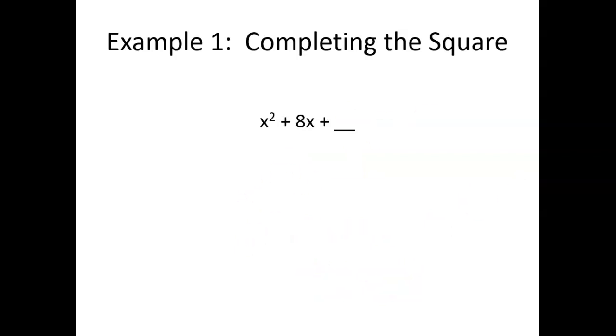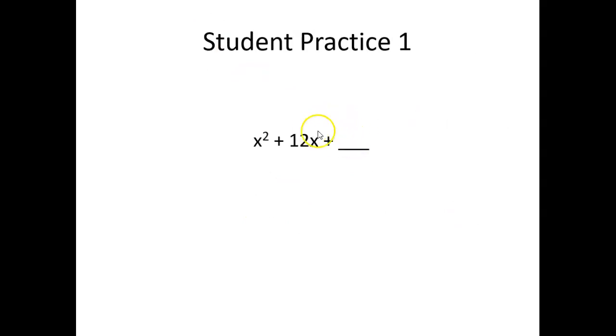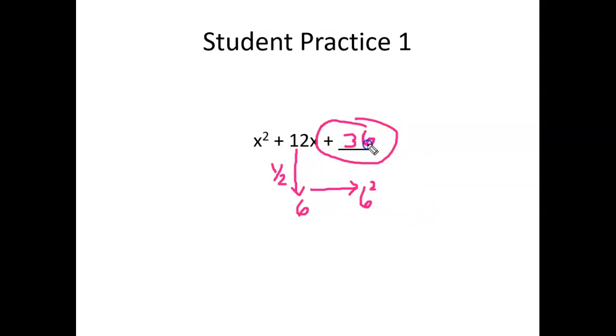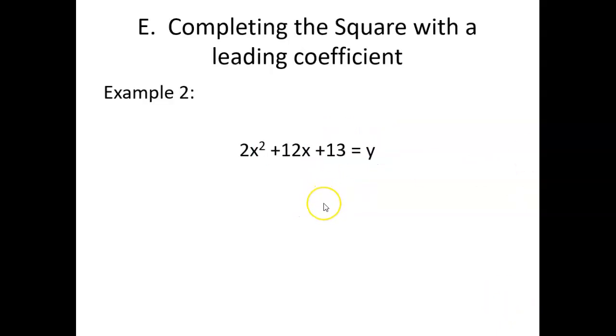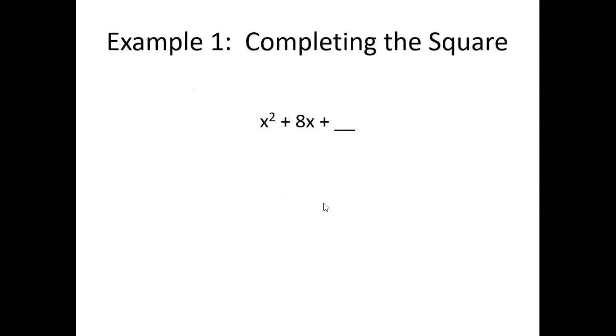But before we talk about factoring, let's just make sure you know how to complete the square. I would like you to pause the video here and see if you can fill in this blank with the appropriate number. The first thing you should have done is take half of the 12, which is 6. And then you should square that number, raising it to the second power. 6 squared is 36. So the number you should have put here is 36. Okay? And that's what we call completing the square, because it creates a perfect square trinomial.